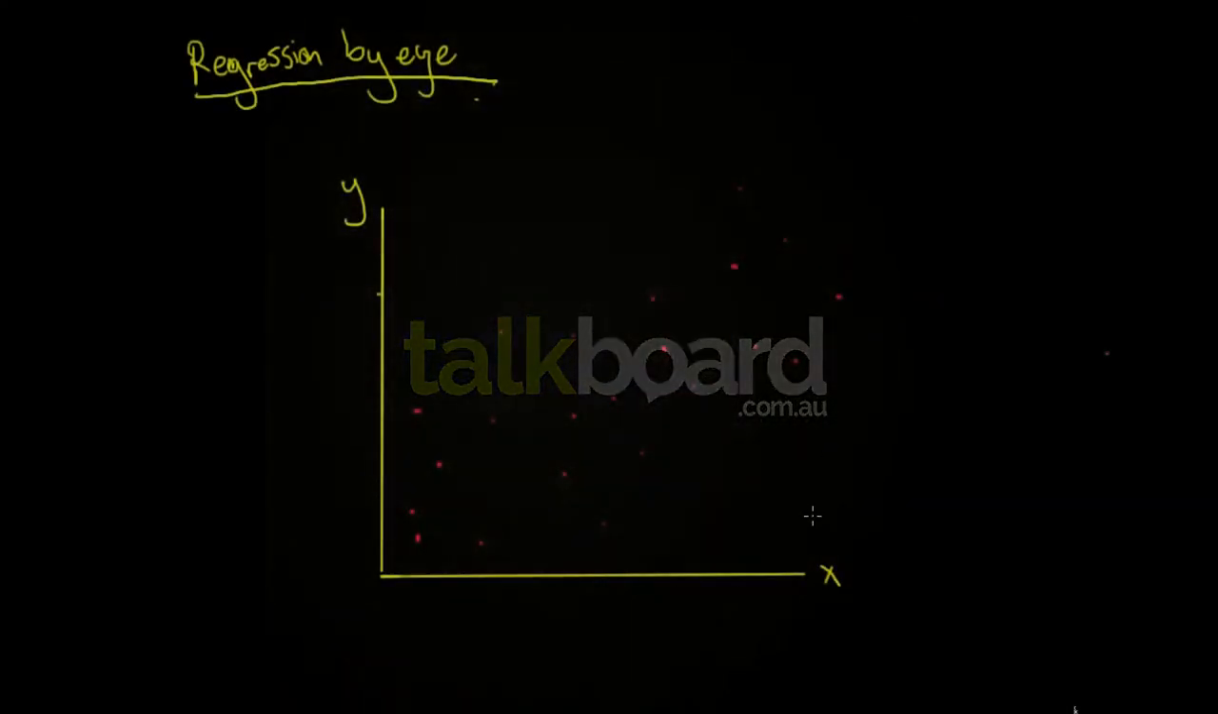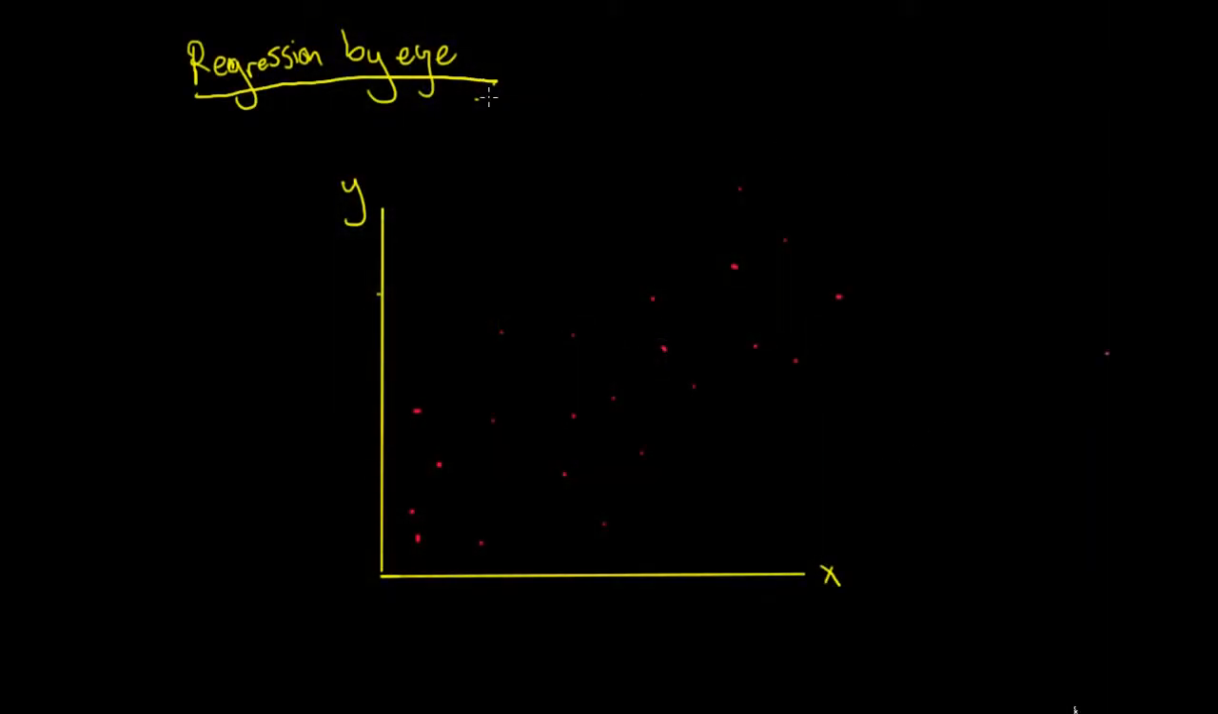Hey guys, so in this video we're going to look at regression by eye. This is probably the second method of regression you'll use. The first method you'll use is calculating linear regression using what we call the ordinary least squares method, but we don't get into calculating that. We only get into calculating, say, the regression by the 3 median or the by eye.